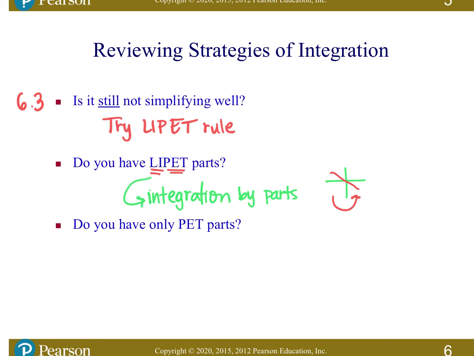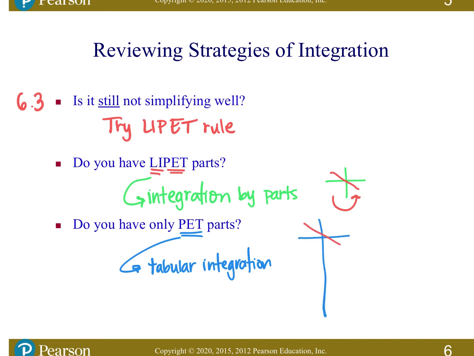But if we only have a P, an E, or a T, well then we can do tabular integration. And if we have tabular integration, that gets set up like this with a long table. And then we've got all kinds of diagonal pairings with a subtraction, and then diagonal, and then another diagonal, however we work that out. But that only applies to PET, okay? Doesn't apply to the other kind. So that was all the stuff that we covered in 6.3.